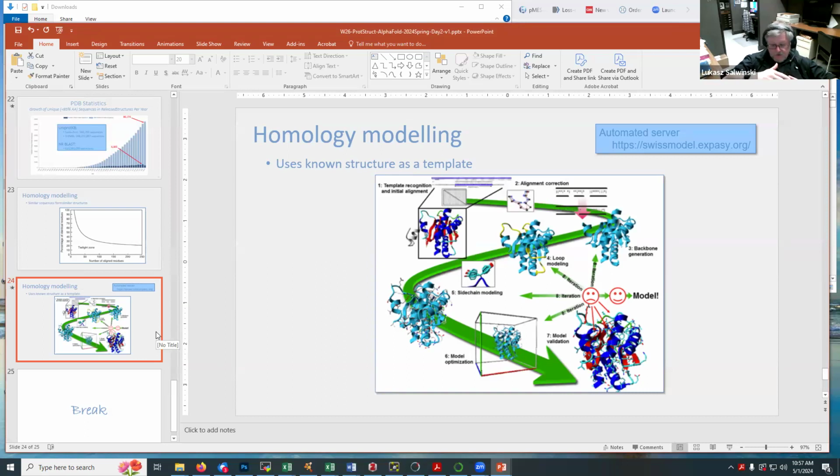We'll make a break now, and then we'll try to play with Swiss-Model, which is the site that can be used by any of you to model a protein. If there's a homologue, you might be able to come up with a sensible model. So we'll make another break for about 3-4 minutes, and then go to the Swiss-Model site and see how the website works.